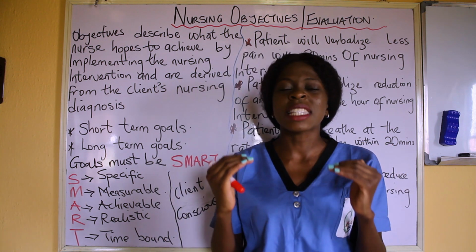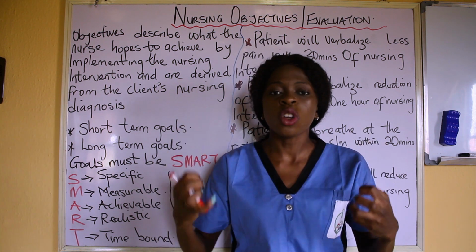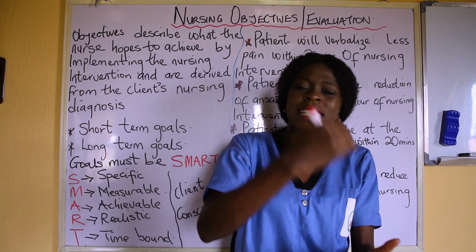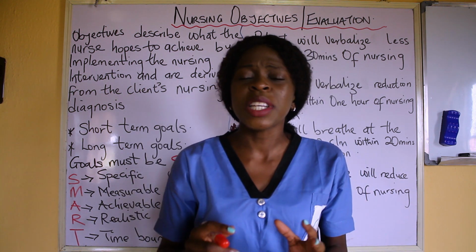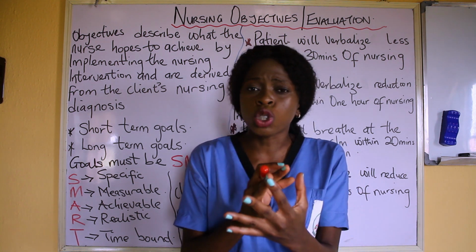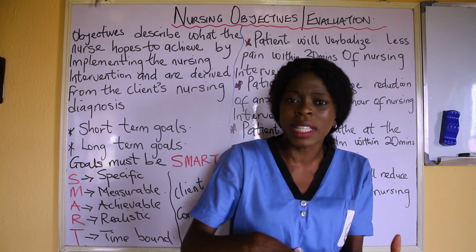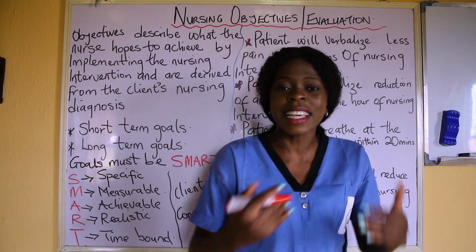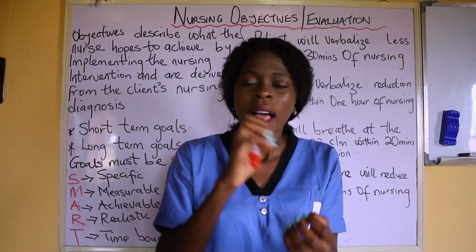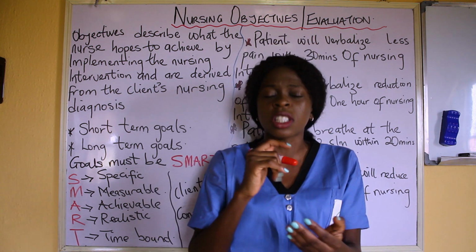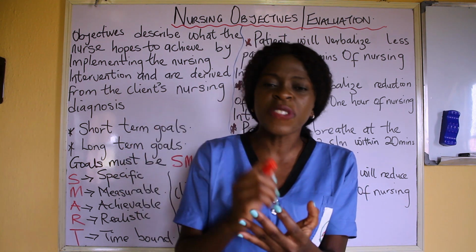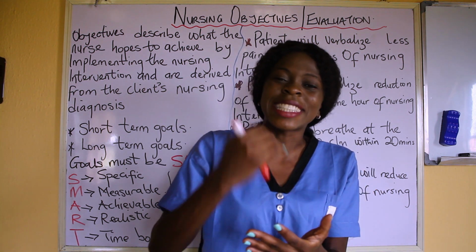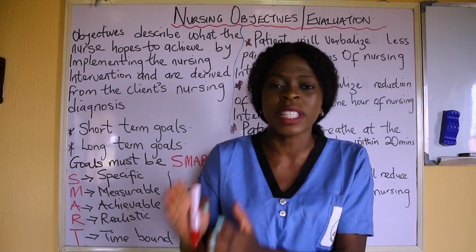So whenever you hear nursing objective, it's simply what the nurse hoped to achieve at the end of a particular care, what the nurse is expecting. For example, a patient having pain, our objective should be to reduce that pain, right? A patient having hyperthermia, that's increase in body temperature, our objective should be to reduce the temperature. A patient having difficulty with breathing, our objective should be to ensure that this patient breathes at a normal respiratory rate.